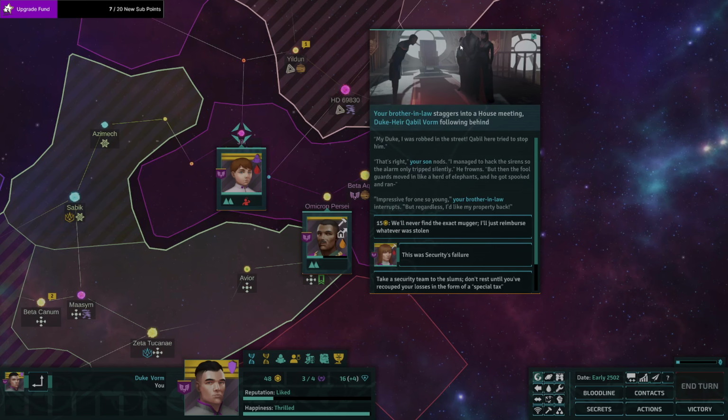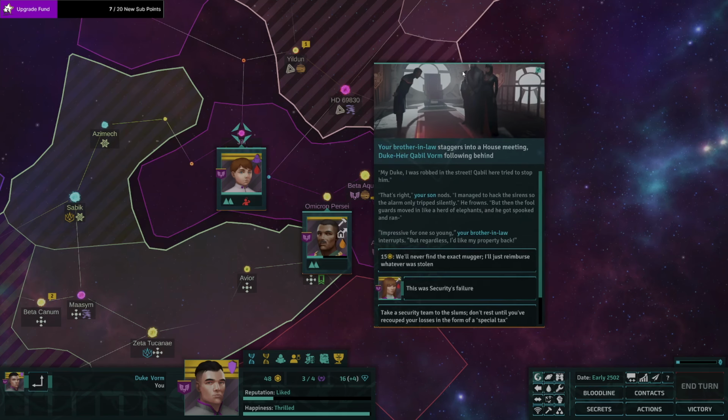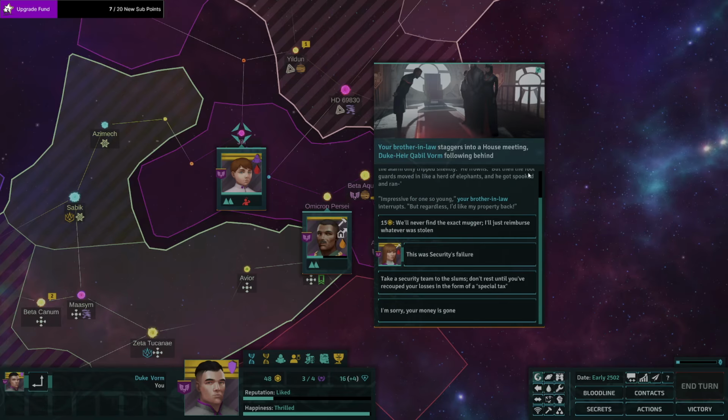Your brother-in-law staggers, with the Duke heir following behind. I was robbed in the street. Your heir tried to stop them. I managed to hack the siren so the alarm only tripped silently, but then the fool guards moved in like a herd of elephants and he got spooked and ran. Impressive for one so young, your brother-in-law interrupts, but regardless, I'd like my property back.